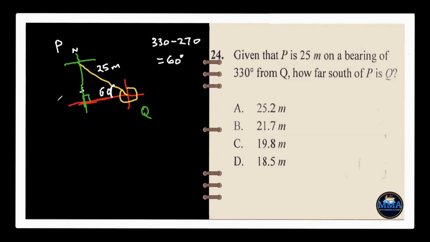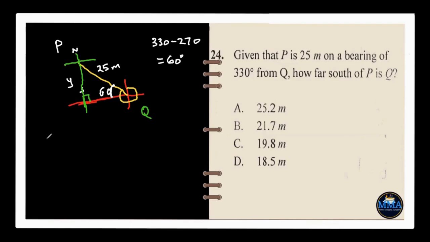Now, we are looking for how far south of P is Q. Okay, how far south of P is Q. So what we are now looking for is this value here. Okay, that is what we are looking for. How far south of P is Q. So if we look at it, this is south of P. Now we need to get from here down, where we will locate Q.